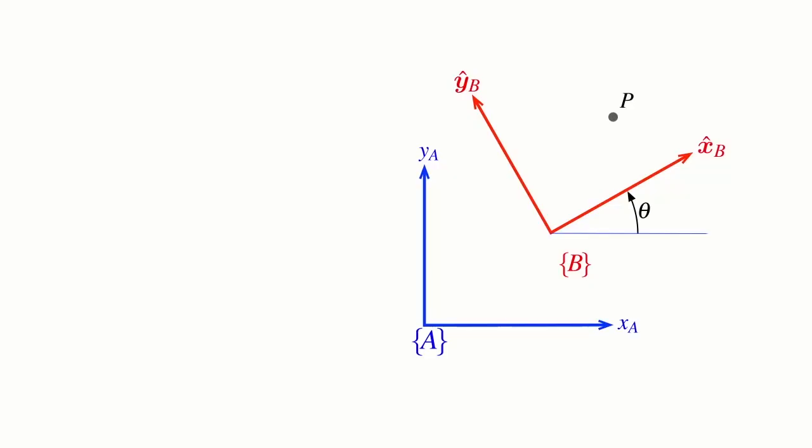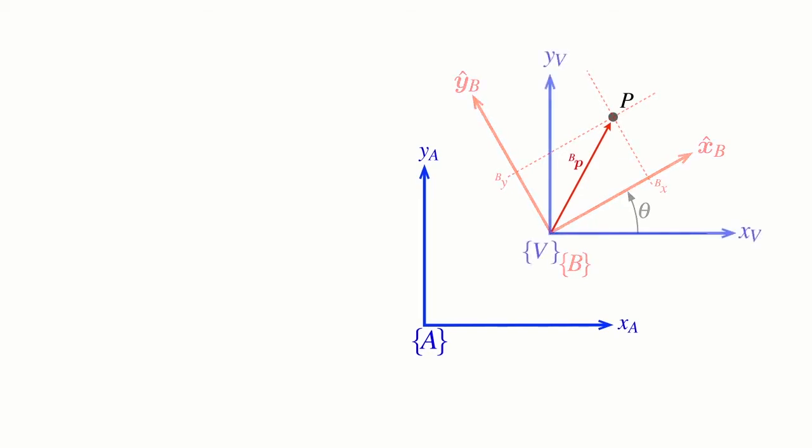Now let's bring translation into the picture. Coordinate frame A, coordinate frame B, which is translated and rotated with respect to coordinate frame A, and a point P. We can represent the point P by a vector with respect to frame B, and that vector can be described in terms of its components along the XB and YB axes.